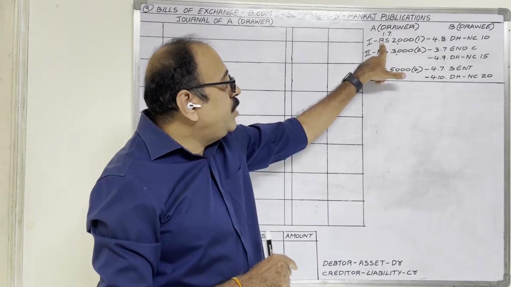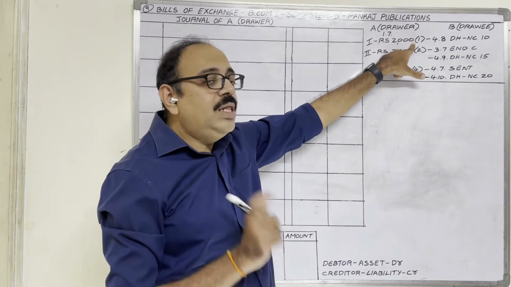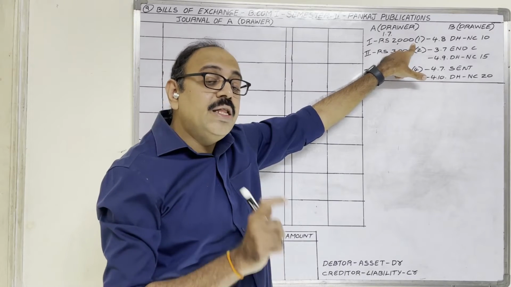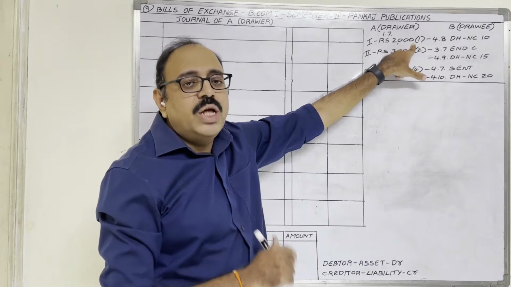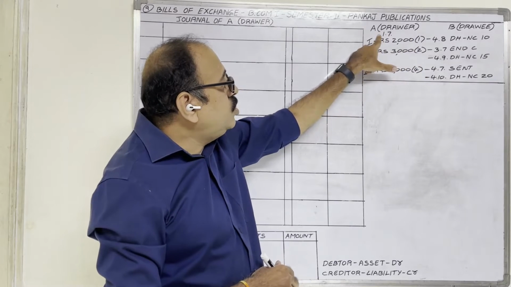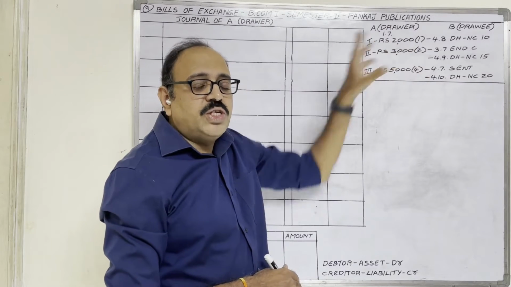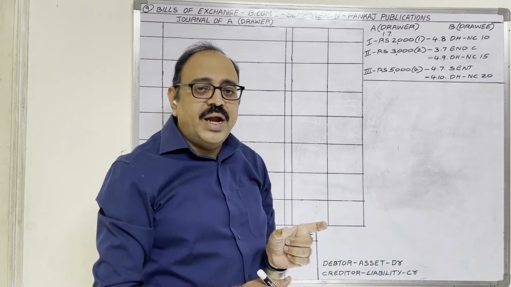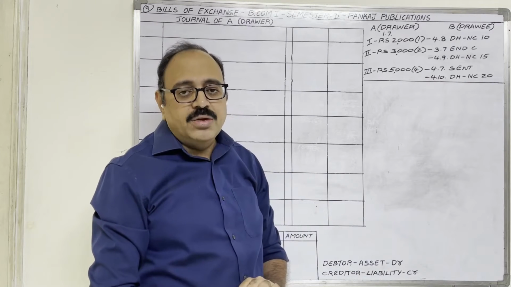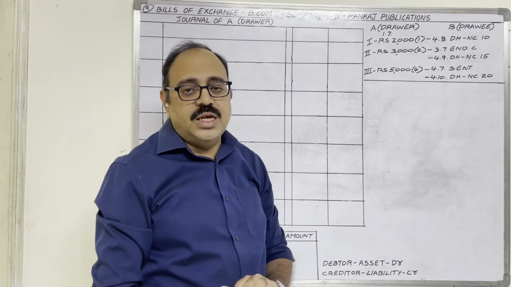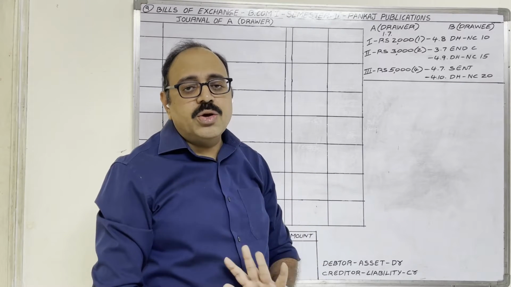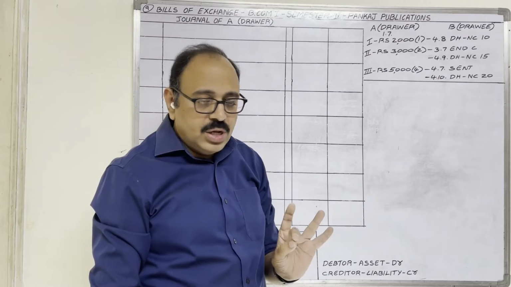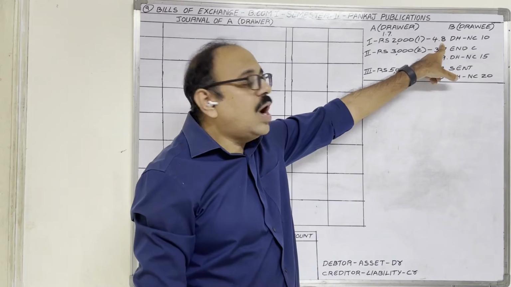So for the first bill, A retained the bill with him till the due date. So what is the due date of this bill? From 1st July, 1 month if you count, 1st July to 1st August is 1 month. To this date, 3 extra days we have to add. These 3 days are known as grace days. So from the second you have to count, 2nd, 3rd, 4th. Due date of the bill is 4th August.